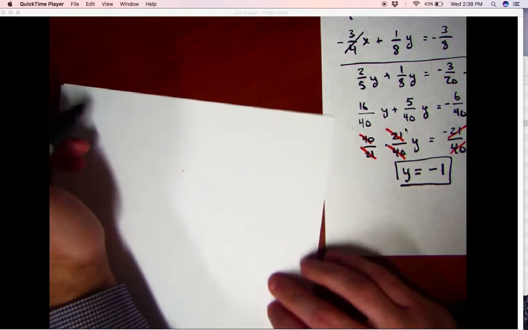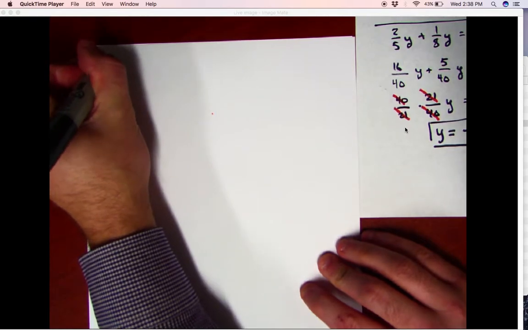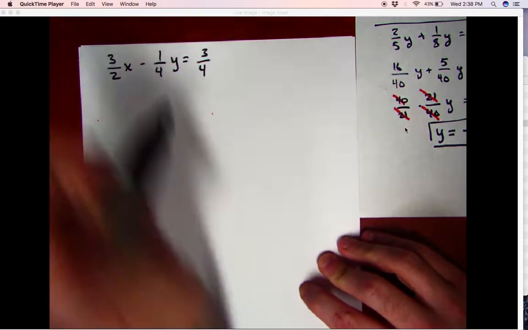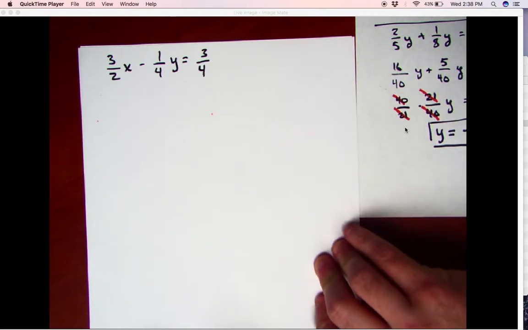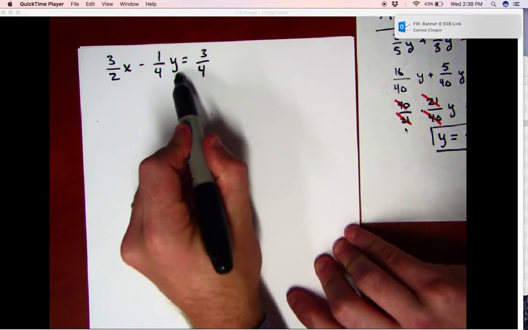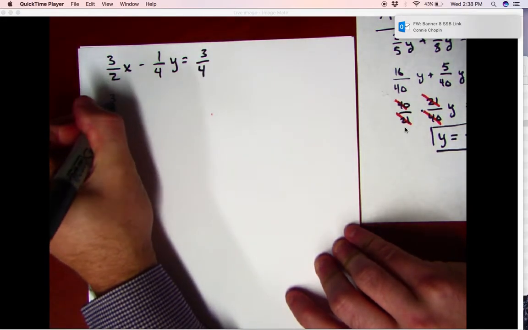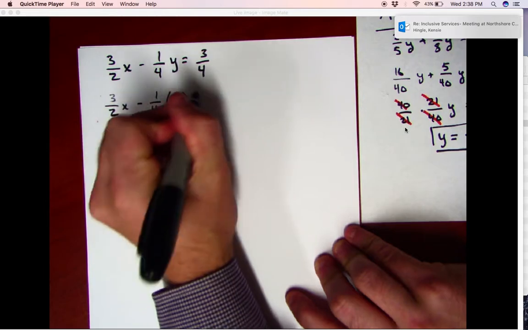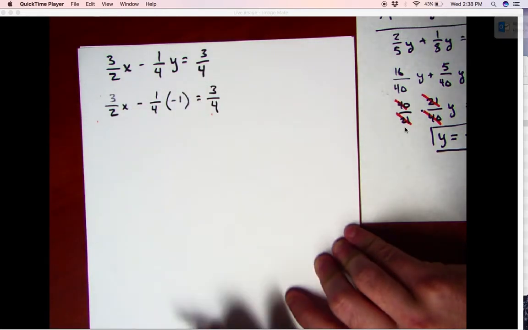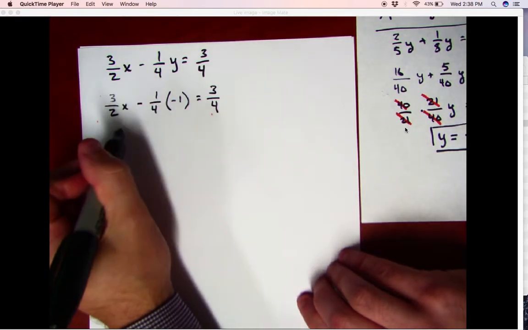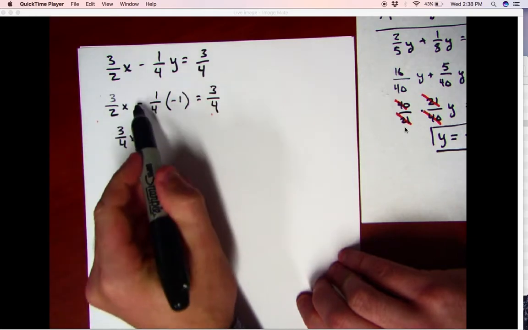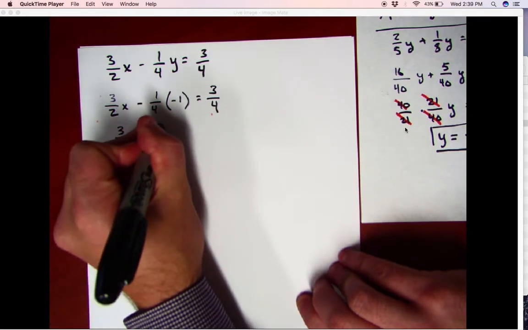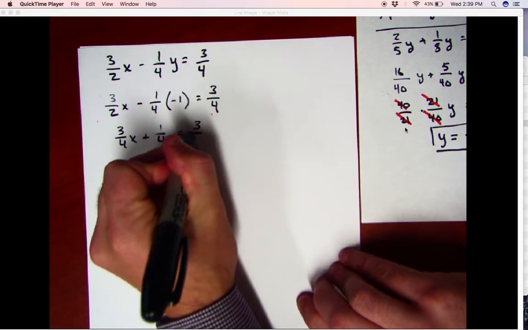So my second equation was 3 over 2x minus 1 over 4y equals 3 over 4. Now, I'm going to take my y value of negative 1, and I'm going to plug in negative 1 in place of y. So what I would have is 3 over 2x minus 1 over 4 times negative 1 equals 3 over 4. So to clean this up, 3 over 2x, a minus and a minus becomes a positive. 1/4 times 1, well, that gets me a 1/4. And that equals 3 over 4.